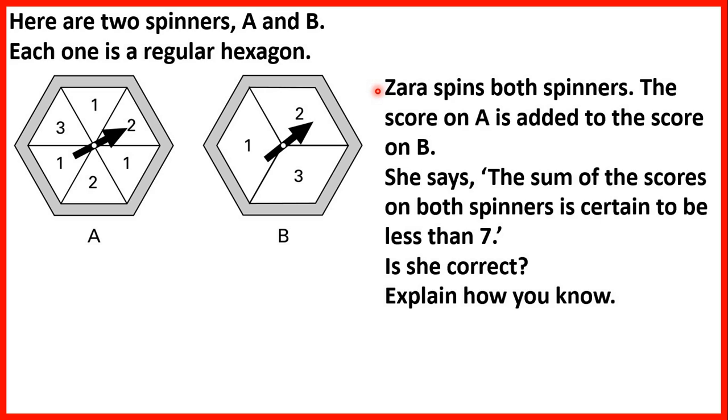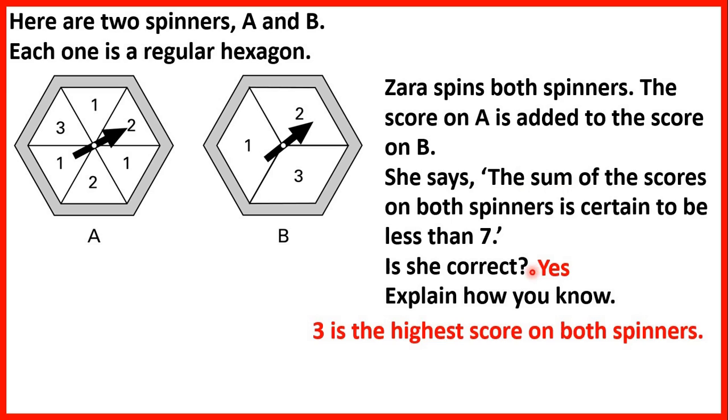Now, Zara spins both spinners. The score on A is added to the score on B. She says the sum of the scores on both spinners is certain to be less than 7. Is she correct? Explain how you know. So the sum is what we get when we add, and we can see that she must be correct, because 3 is the highest score on both spinners, and 3 plus 3 is 6, which is less than 7. So that means when you add the scores on both spinners, it is certain to be less than 7.